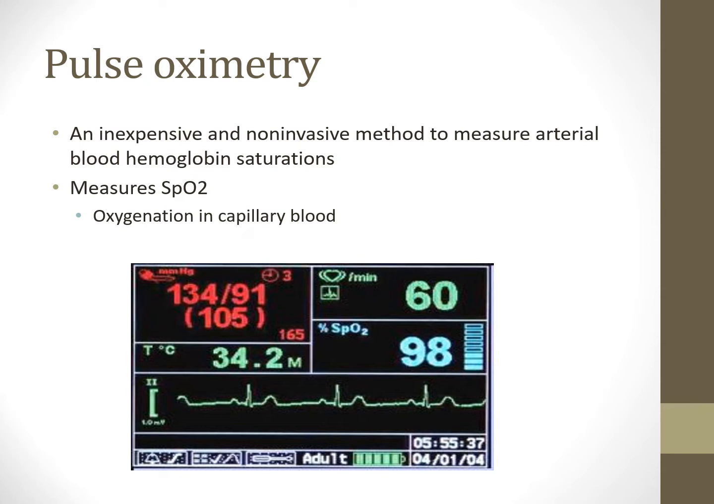Pulse oximetry is pretty inexpensive and non-invasive to look at blood hemoglobin saturations. Well, remember, it doesn't say blood oxygen saturations, it says blood hemoglobin saturations, which easily means if the hemoglobin is dysfunctional, or if the hemoglobin is left shifted, or if the hemoglobin is occupied by another molecule, then it can easily throw off what's actually going on with the patient physiologically.